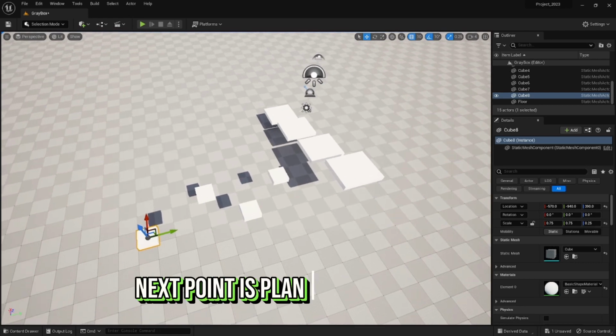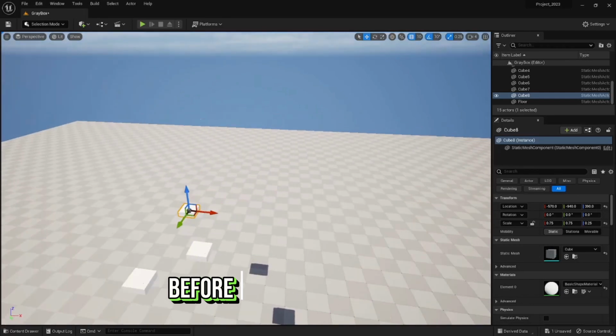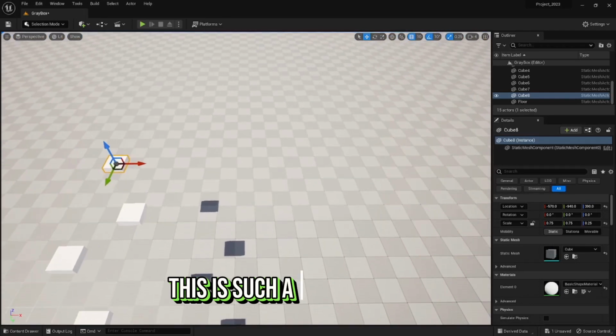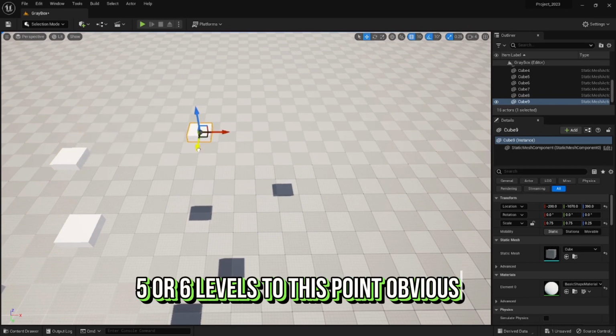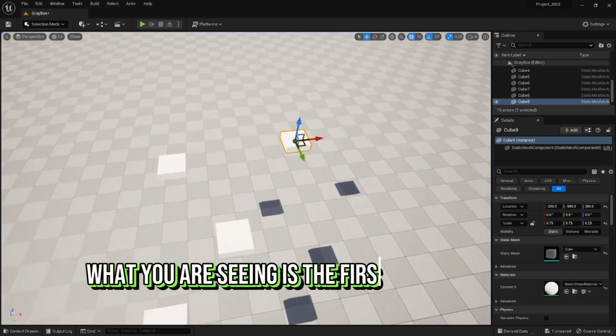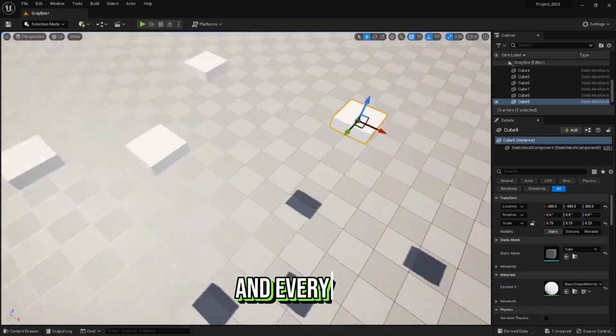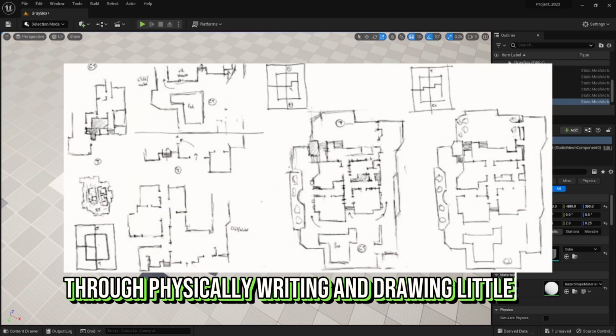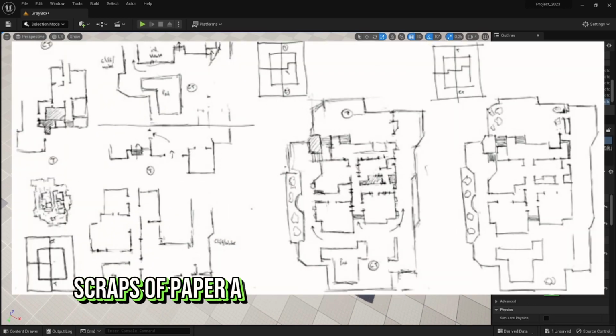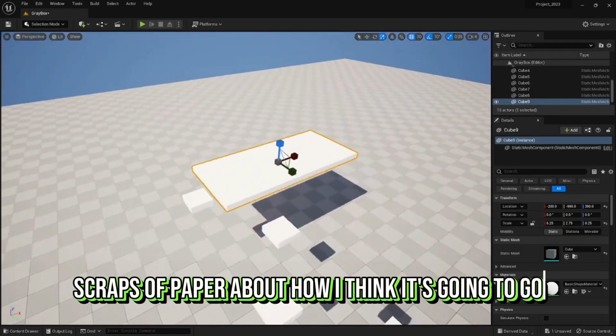Next point is plan your level layout before you start grayboxing. This is such a huge point. I have planned five or six levels to this point. Obviously, what you're seeing is the first level, the level layout and everything. Do you know how I plan this? Through physically writing and drawing little sketches on scraps of paper about how I think it's going to go.